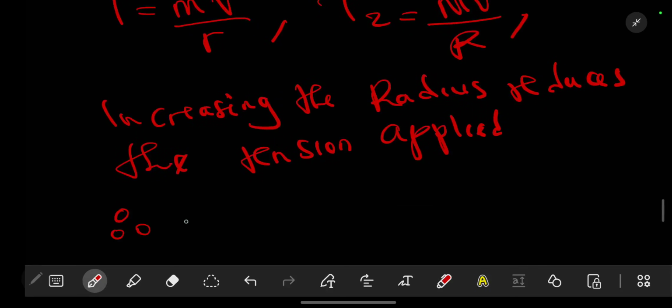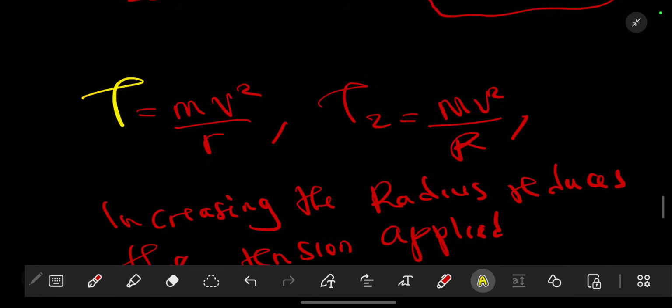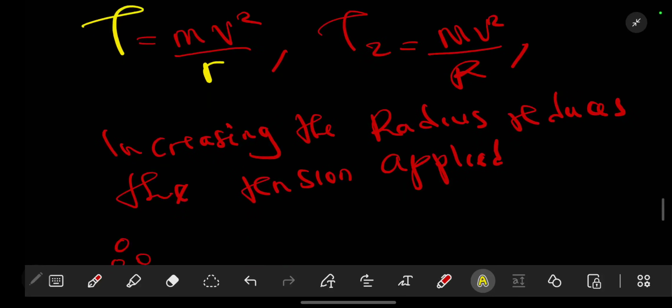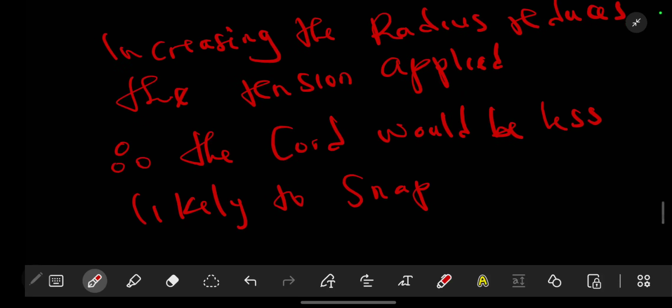Therefore, even in the equation itself, you can see that the tension is on top and the radius is down. So you can just say the tension applied is inversely proportional to the radius. That means increasing the radius would consequently reduce the tension, which means that it will be less likely to snap. So that is how you represent your work, like that.